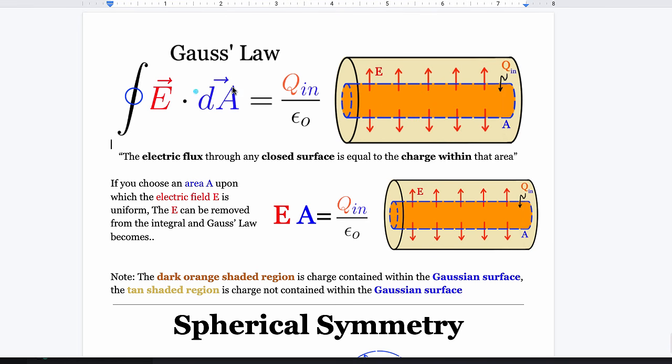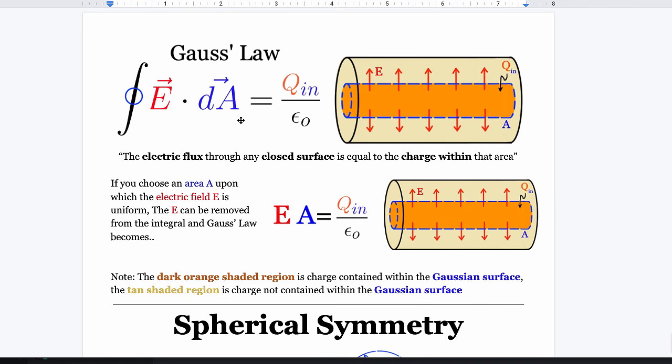So integrate the electric field that pierces through that area. If you do this, you're finding the electric flux, and that will always equal the charge inside, so the charge inside that Gaussian surface divided by epsilon naught. There may be charge outside. So in these pictures, this tan is charge, but it's charge that's not inside your Gaussian surface as drawn. So it's only the charge inside that counts. And this flux will always equal Q over epsilon naught.